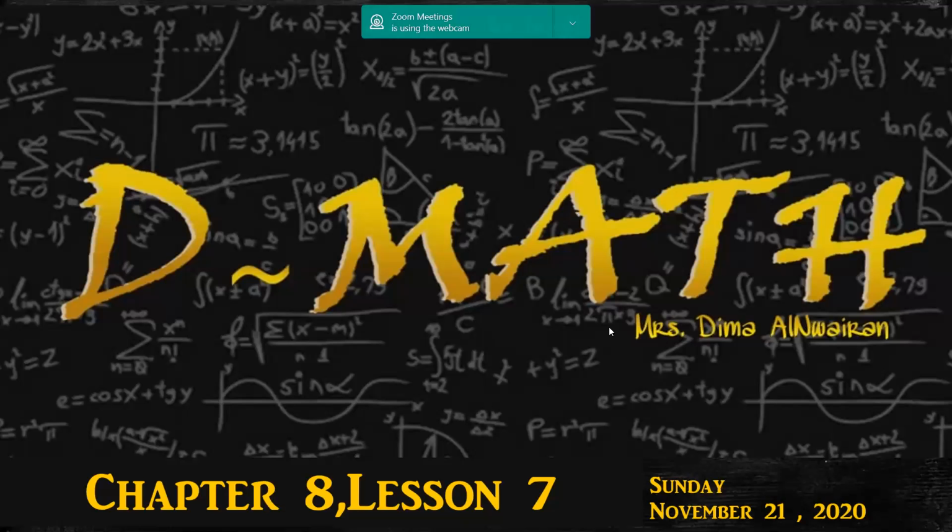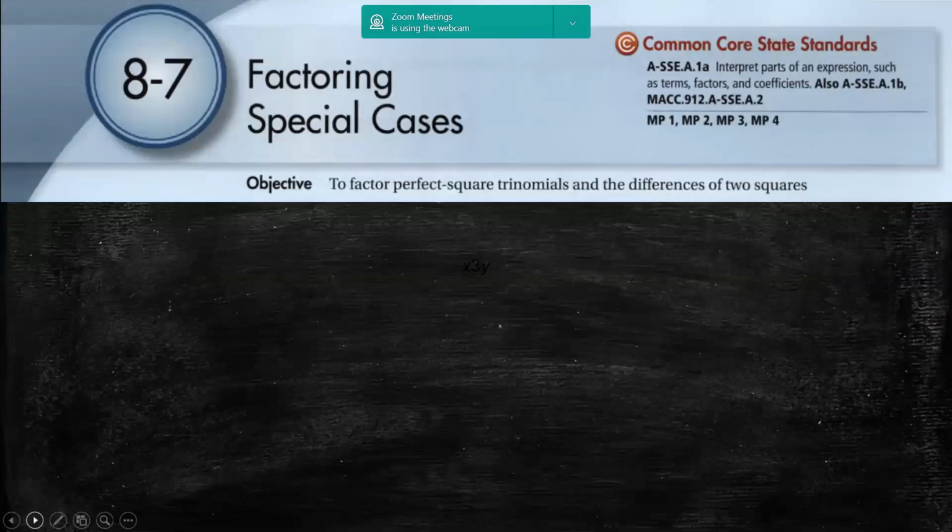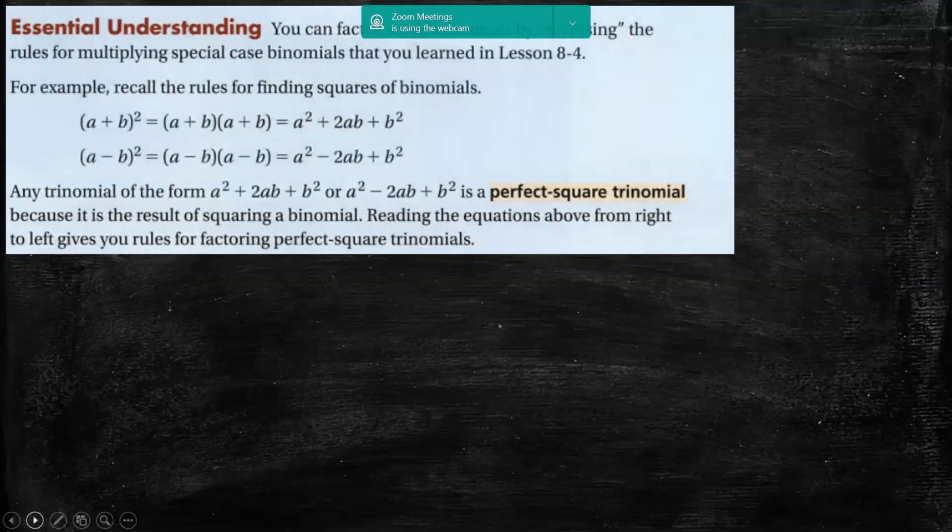Good morning. Today our lesson, chapter 8, lesson 7, is about factoring special cases. In this lesson, we will learn how we can factor perfect square trinomials and the difference of two squares. Perfect square trinomials, how can we factor them? And also we will learn how we can factor the difference of two squares.